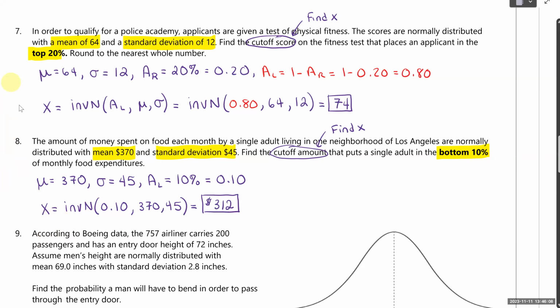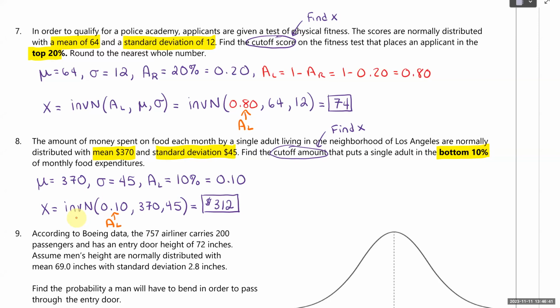All right, so we really want to see the difference between those two problems. So if they give us the top area to the right, we find the area left and inverse norm. If they give you the bottom area, that is the area left. So we can go straight to inverse norm. All right, so we just make sure we're always doing inverse norm, the area to the left.